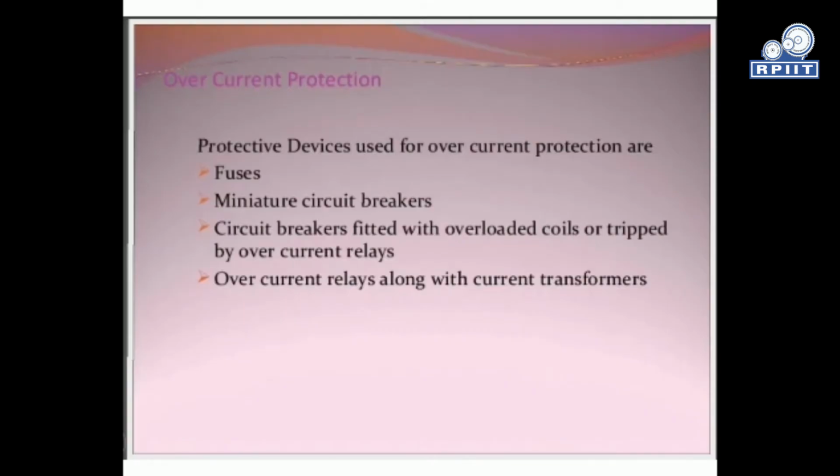So overcurrent protection devices may include fuses, miniature circuit breakers, also known as MCB, then a circuit breaker fitted with overload coils or tripped by an overcurrent relay. So this is nothing but a circuit breaker in combination with the overcurrent relay. And the last, an overcurrent relay along with a current transformer. So this is another configuration of a protection device. We always use an overcurrent relay with the current transformer. The same kind of configuration we will discuss in the further slides. So these are the equipment basically used for overcurrent protection nowadays in the transmission line.